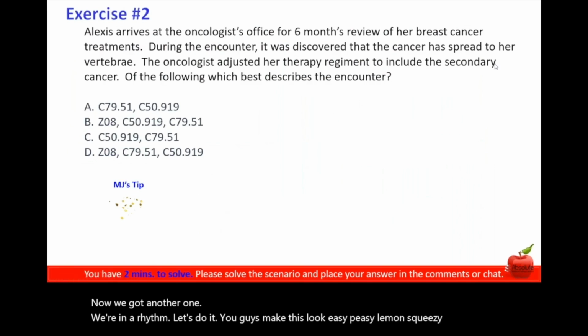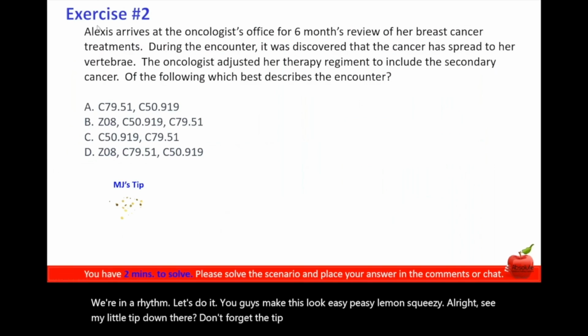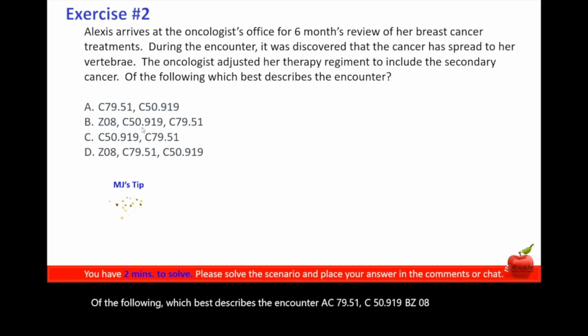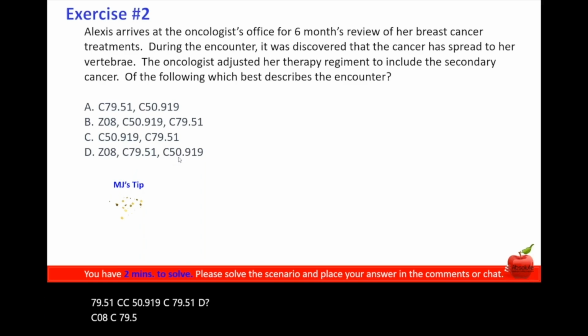All right, see my little tip down there? Don't forget the tip, okay? Of the following, which best describes the encounter? A, C79.51, C50.919. B, Z08, C50.919, C79.51. C, C50.919, C79.51. D, Z08, C79.51, C50.919.